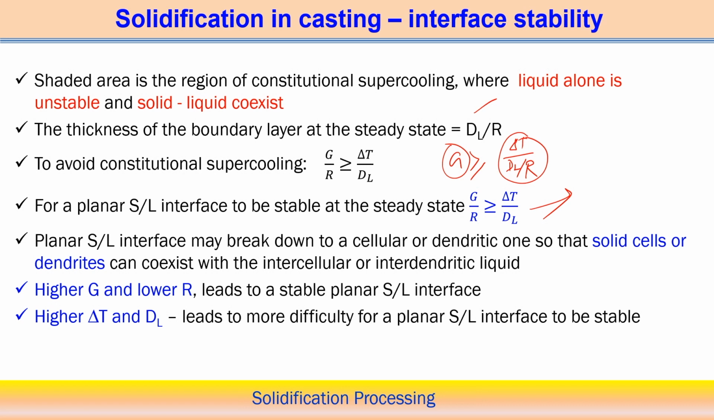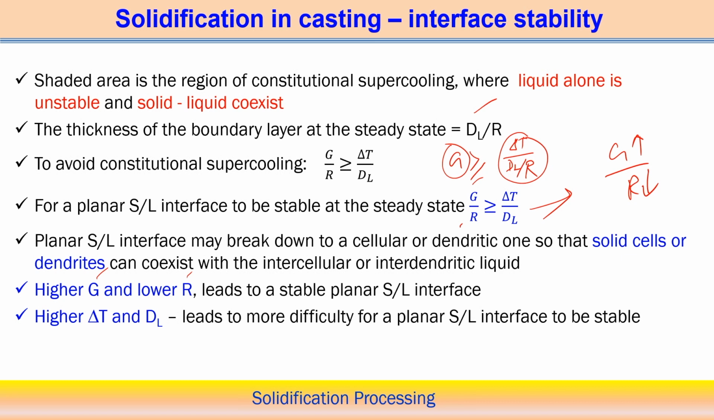Here we can see the growth rate and temperature gradient. Higher G and lower R always lead to a stable planar solid liquid interface. Definitely, if G is higher and R is lower, the G by R value will be much larger. Therefore, high values of the G by R ratio indicate that the planar interface is more stable, or it leads to a stable planar solid liquid interface.